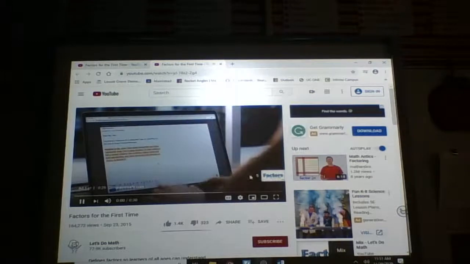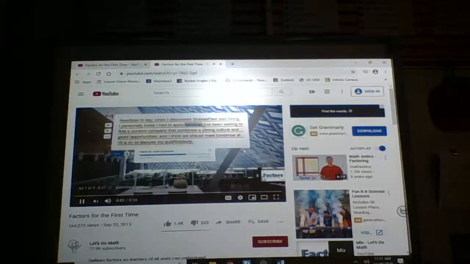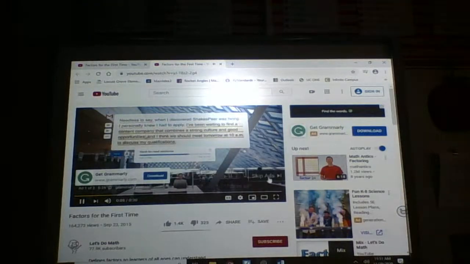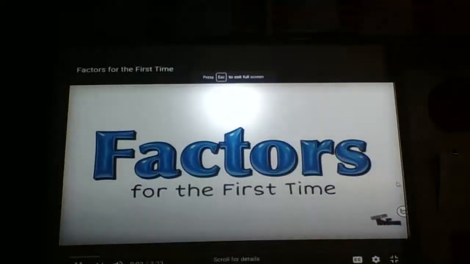Not the ad. Writing's not that easy, but Grammarly can help. This sentence is grammatically correct. Factors for the first time.